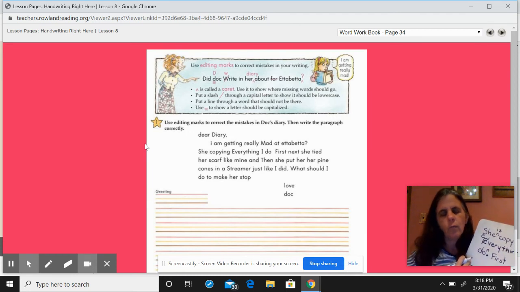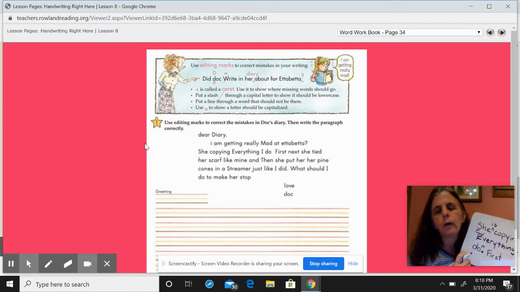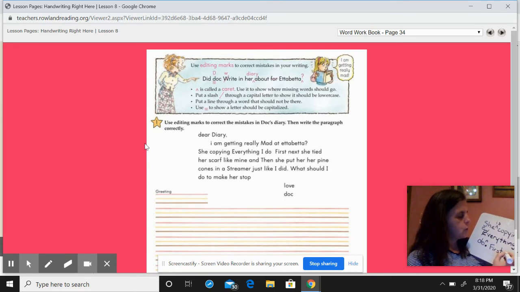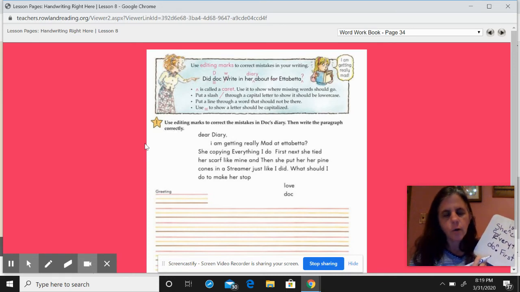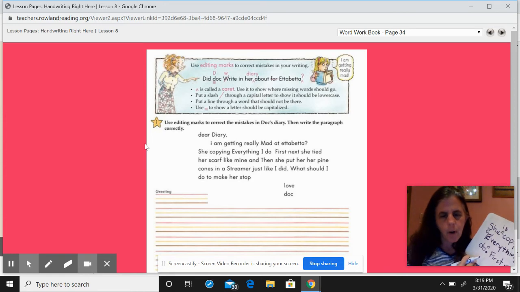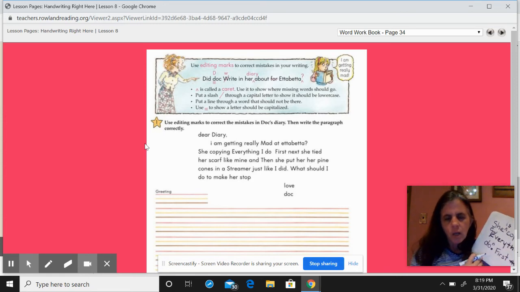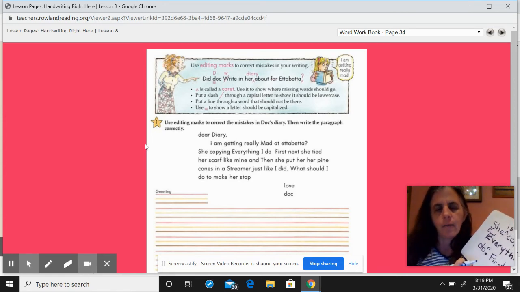She tied. Would we say first, next? So if we're writing in a sequence order, first is a good word, so is next, but would we put them next to each other? No, of course not. So we want to cross out by putting a line through the word next. First, she tied her scarf like mine. And then she put her pine cones in a streamer just like I did.